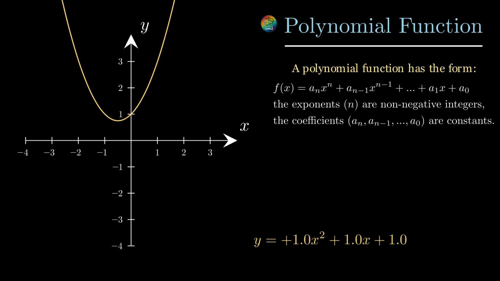and so on, and plus a sub 1 times x plus a sub 0. There's just two key rules that we need to keep in mind to identify a polynomial function. First, look at the exponents. The exponents must be all non-negative integers. That means they have to be whole numbers like 0, 1, 2, 3, and so on. Second, look at the coefficients a sub n minus 1 down to a sub 0. These are simply constants. They can be any real numbers, positive, negative, whole numbers, or fractions. Keep these two rules in mind and you'll easily spot a polynomial function every time.